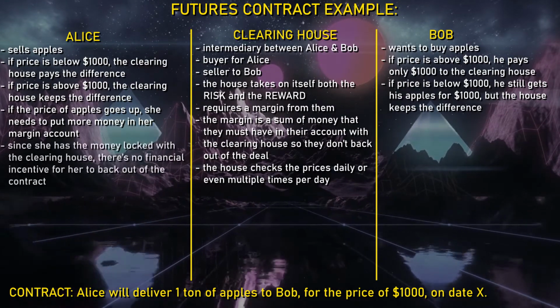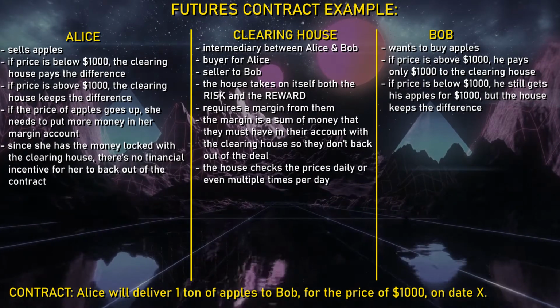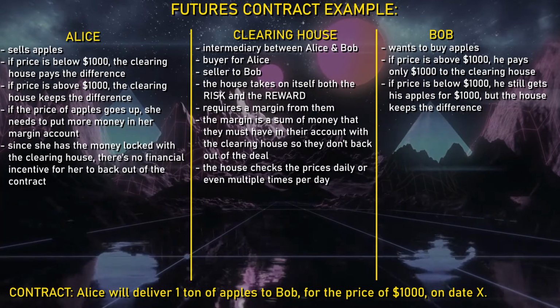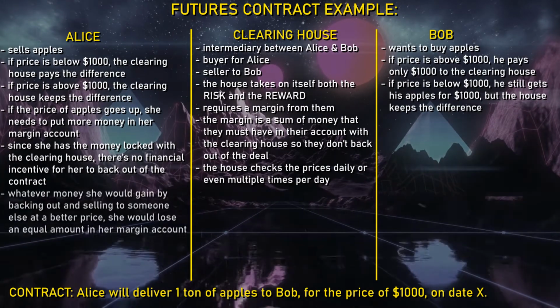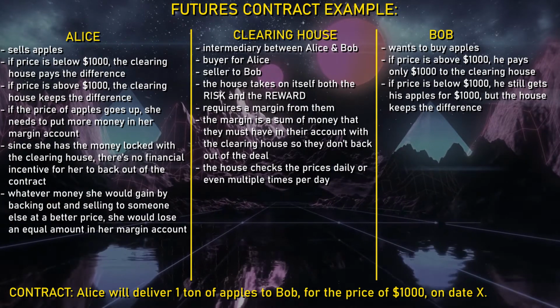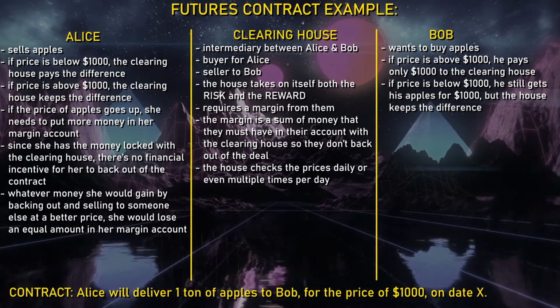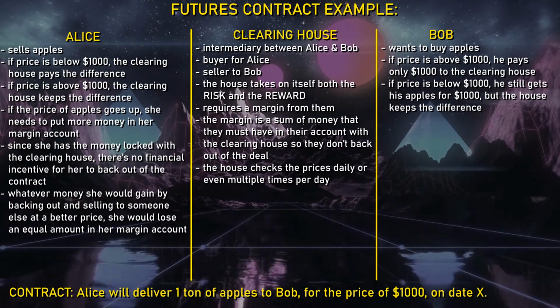Since Alice has the money locked with the clearinghouse, there's no incentive for her to back out of the deal and lose that money. There would be no financial gain for her to do that. Whatever money she would gain by backing out and selling to someone else at a better price, she would lose an equal amount in her margin account. Her net gain would be zero. The same goes for Bob.